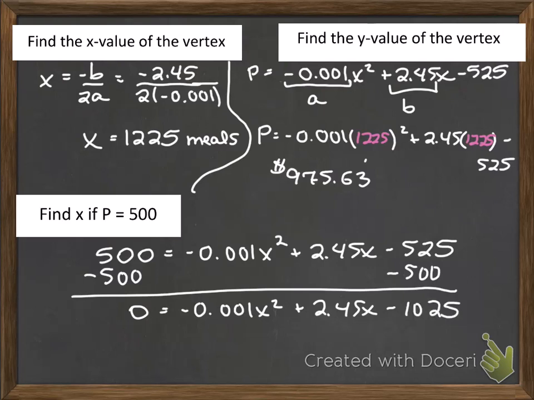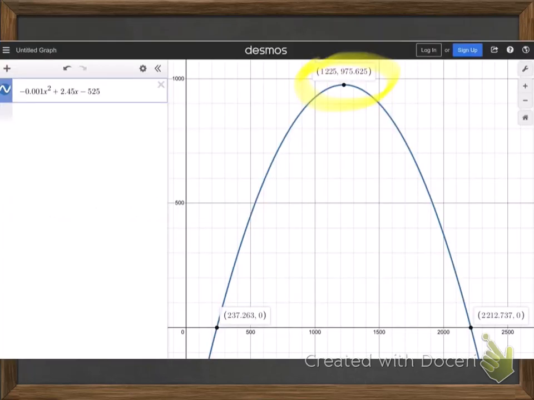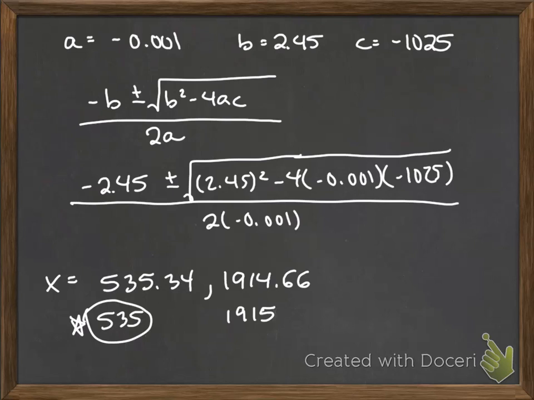You can do whatever you want. For me, this looks like it's a job for the quadratic formula. Going past our graph, we have a quadratic formula, and as you can see, I've already identified A, B, and C. I've written out the equation here, and I found that the two values that will give me a profit of $500 are x equals 535 and x equals 1915.